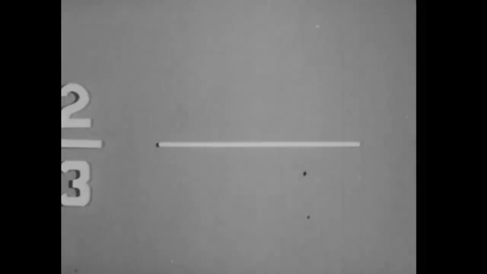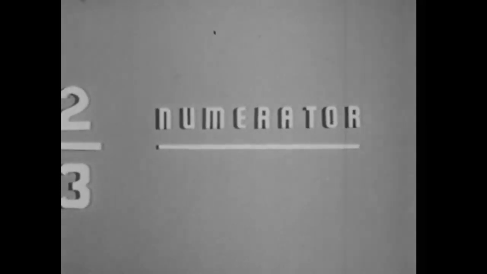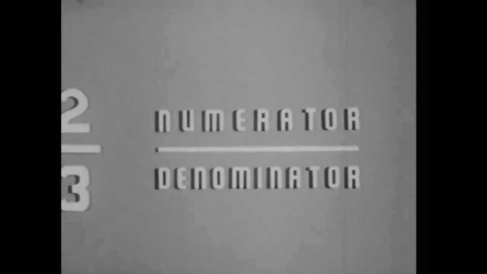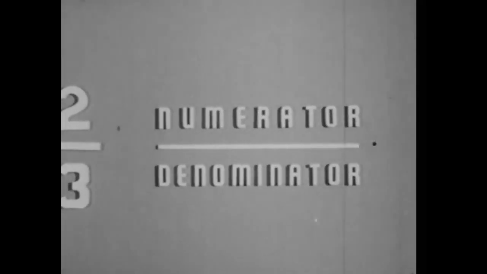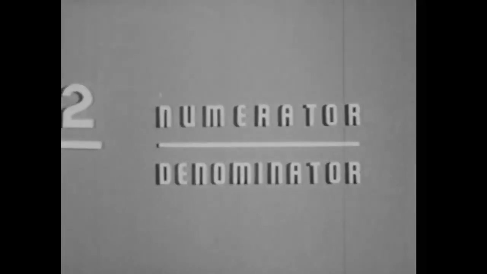These two numbers in a fraction have names. The number above the line is called the numerator. Now everybody say it. Numerator. The number below the line is called the denominator. Say it. Denominator. No matter what fraction we have, these two names are always the same. The numerator, remember, tells how many of the equal parts we are thinking about. The denominator tells the total number of equal parts into which the whole thing was divided.